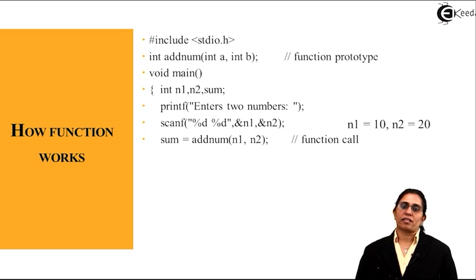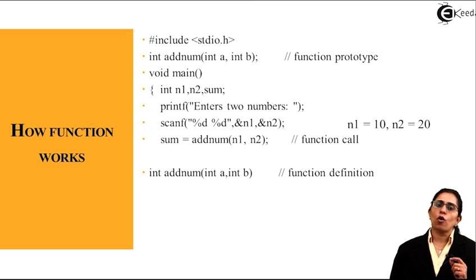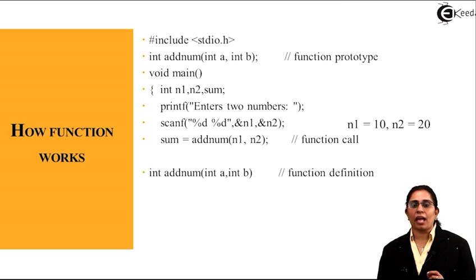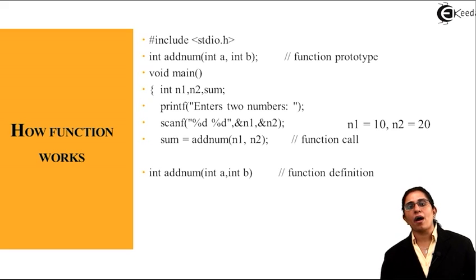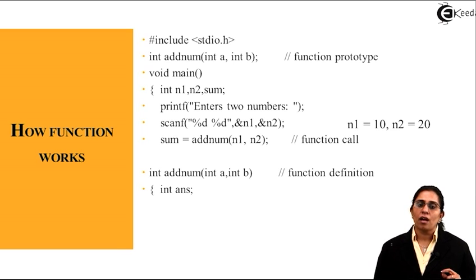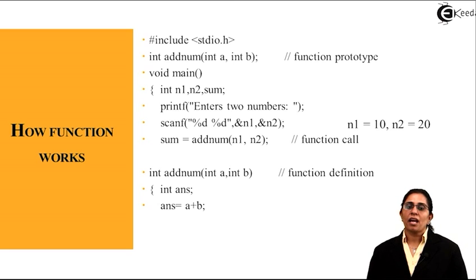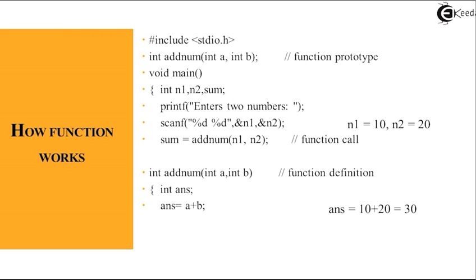This particular statement signifies a function call. What happens when this statement is written? It goes to the location where that function definition is: int add num, int a, int b. Whatever variables I declare inside the brackets have to match what I declared in the function prototype. I start with this function code and declare another variable known as answer. I say answer is equal to a plus b. The n1 value is transferred to a, and the n2 value is transferred to b. Now when I say answer is equal to a plus b, answer is equal to 10 plus 20, which is 30. So answer gets a value of 30.